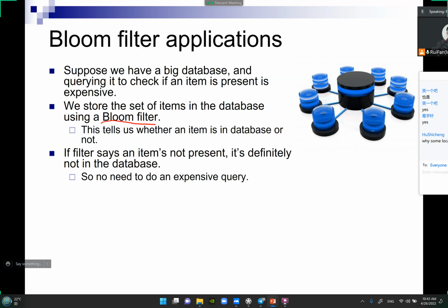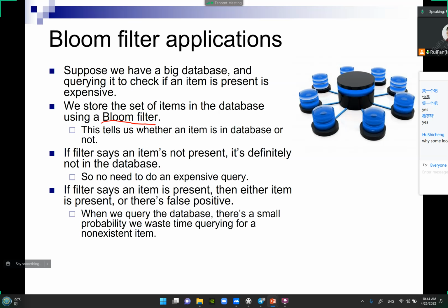If the Bloom filter says your item is not in the database, then we're guaranteed that the item is not in the database either, because a Bloom filter doesn't have any false negatives. And it's very quick to check a Bloom filter. So we quickly check the Bloom filter, and if it says that an item is not in the database, then we're not going to do that expensive query to the database.